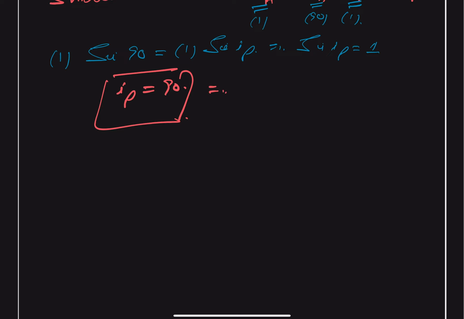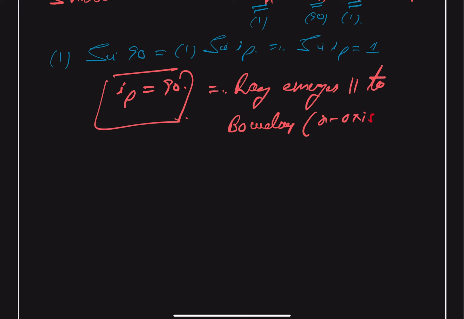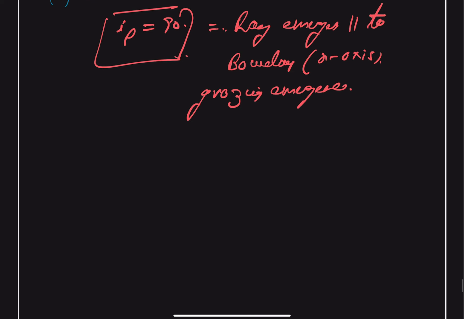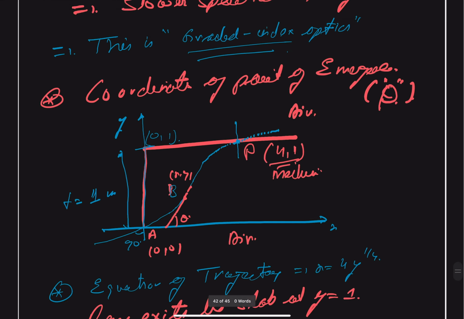So we can say that the ray emerges parallel to the boundary, or the x-axis, which we call a grazing emergence. And I think this was the only thing that was asked here.